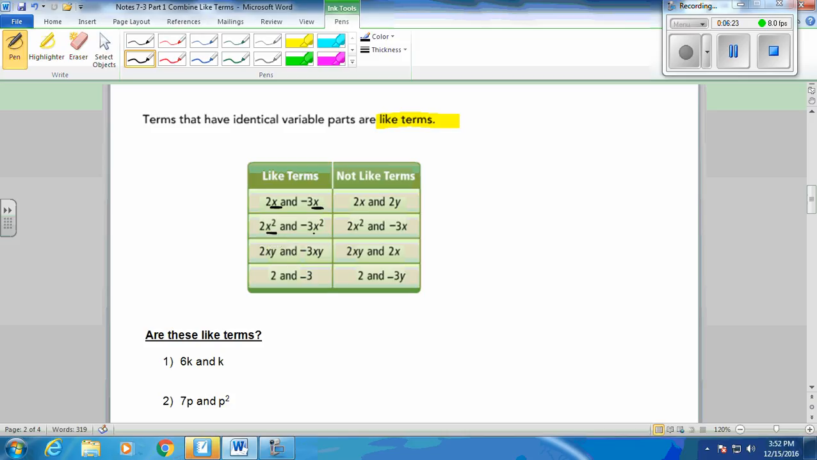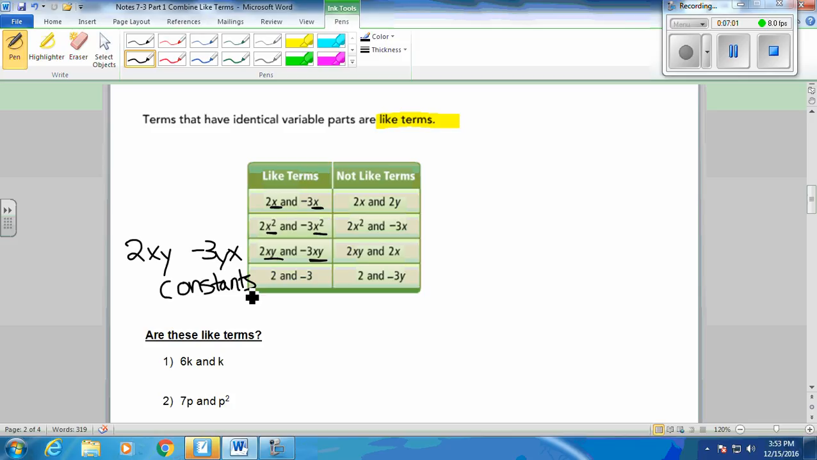Then x squared and x squared, they're identical variable parts because they are both x's being raised to the same power, or exponent. Like terms again here, xy and xy, they both have an x and a y. If it happens to be written like this, they would still technically be like terms because multiplication is commutative and you can flip the order. 2 and -3 are also like terms. A lot of students forget about that. Those are constants, and constants you've always been able to combine together, so they are also like terms.